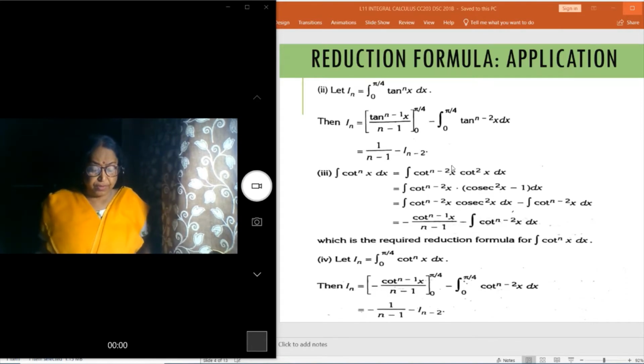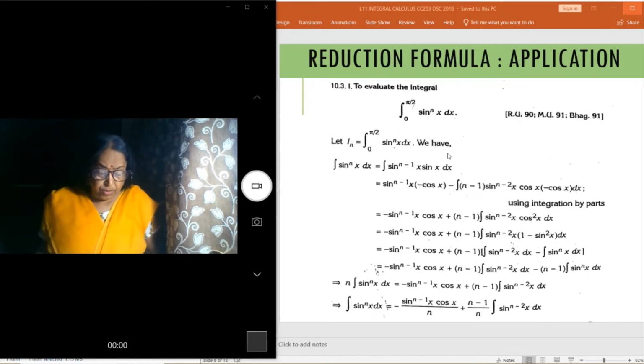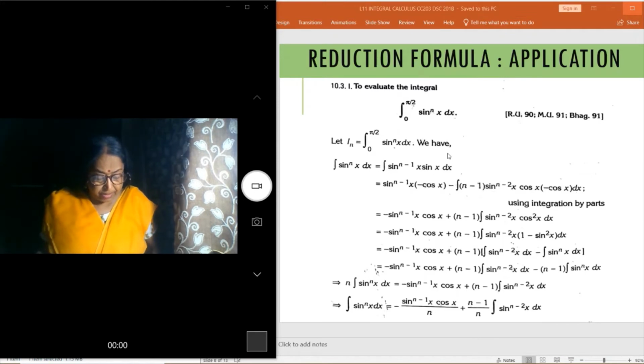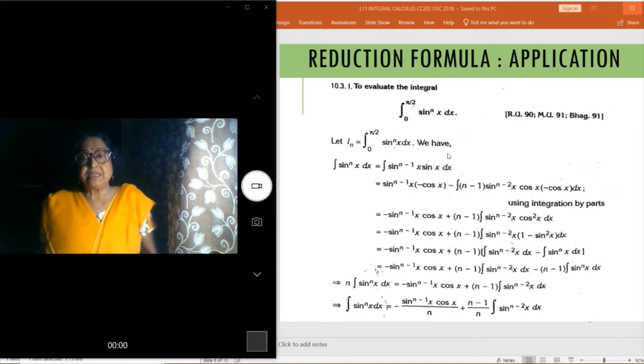Now, we will discuss another one, to evaluate the integral over 0 to pi by 2 of sine to the power n x dx. Here in this case, we don't take sine square x separately. We take only sine^n x dx. We write it in the form sine n minus 1 x into sine x dx.